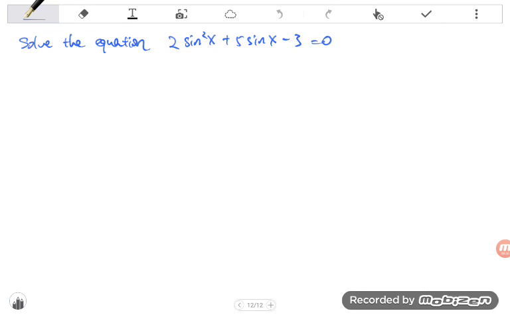Okay. So here they want us to solve the equation 2 sine squared x plus 5 sine x minus 3 is equal to 0. So this is more complex, right? This equation that we have to solve is more complex than the ones that we have come across in the previous videos. So now let's see what the limitation is. I forgot to put down the limitation. Your angle x must be between 0 and 2 pi. So whatever your answer is, your x must be between 0 and 2 pi.